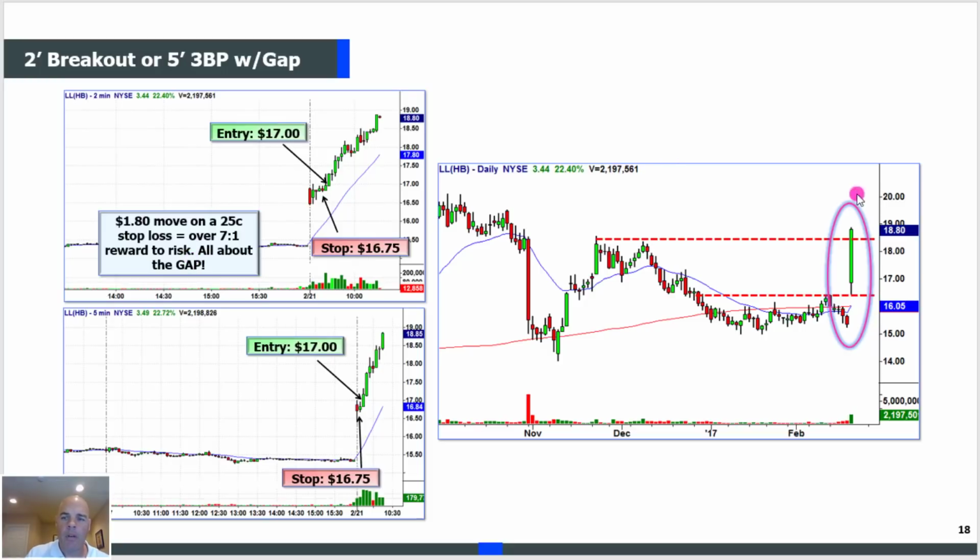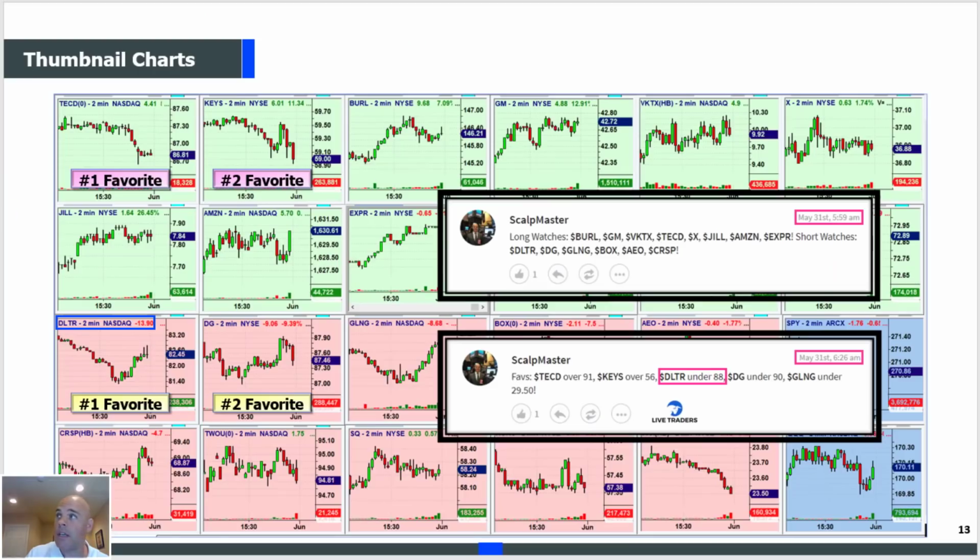How did this happen? It started with the gap. It actually started with your trading plan, knowing what to scan for, okay? And then you get the gap, and then you wait, and you wait, and you wait. And where are we waiting? What are we doing? We're doing this. Guys, I'm not kidding with you. We're just sitting here and staring at your thumbnail charts. Just staring there. Boring, boring, boring, boring, boring.